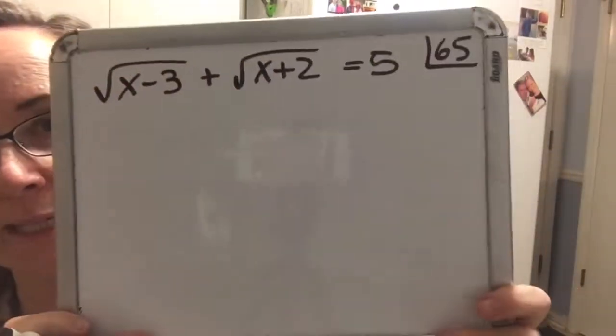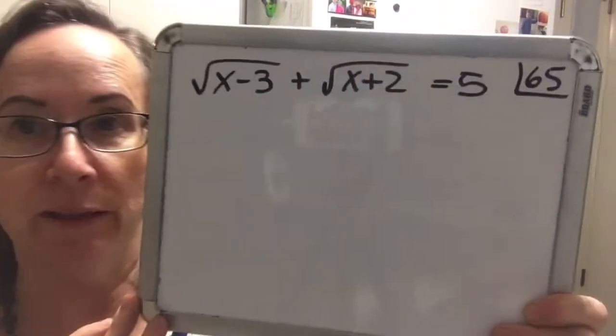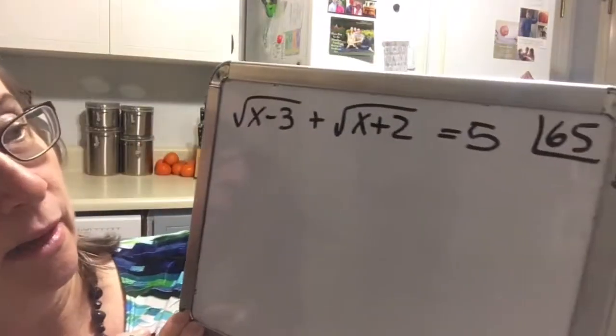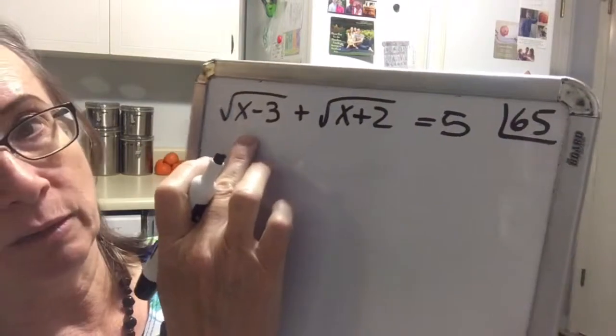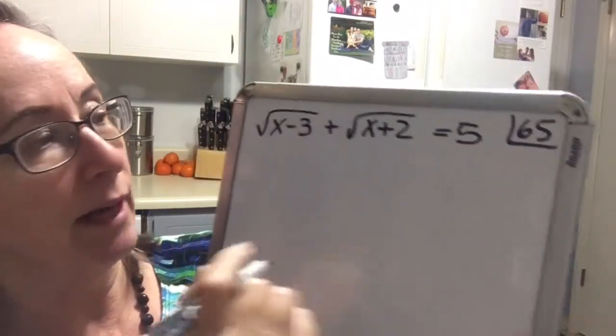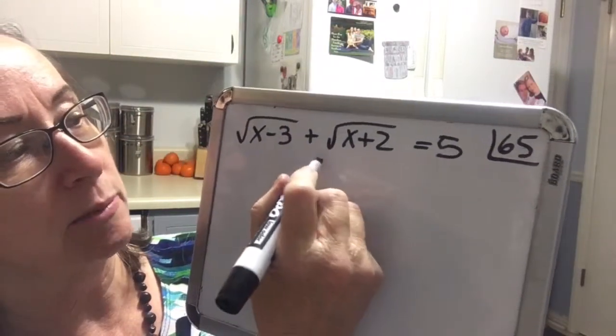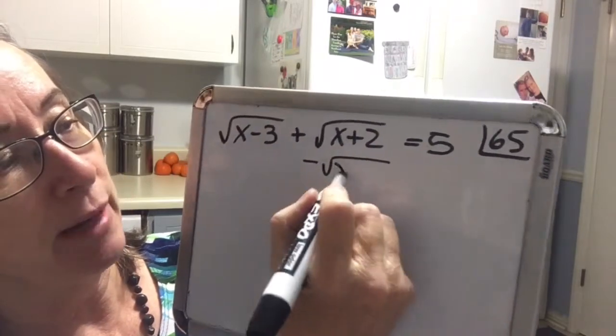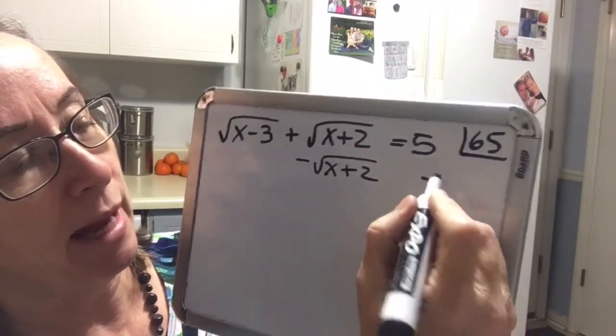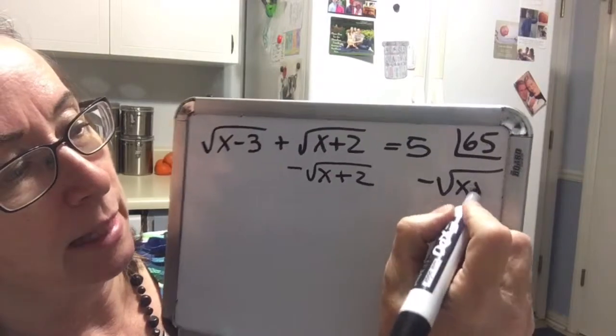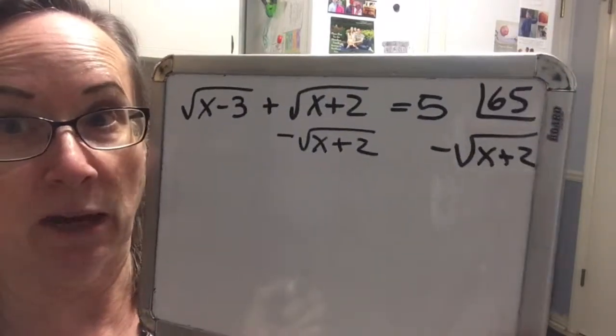All right, so now let's look at another one. This is problem number 65. This is one that we're going to have to square twice. Okay, so we're going to isolate one radical by getting the other radical on the other side. So we're just going to subtract the square root of x plus 2 and subtract the square root of x plus 2. Just to get one by itself.